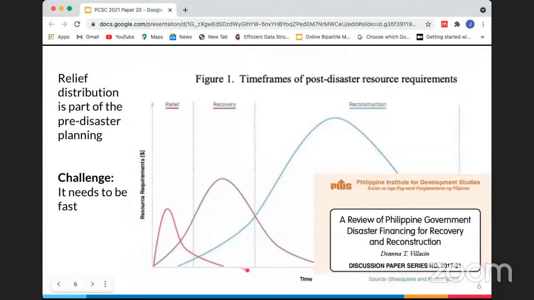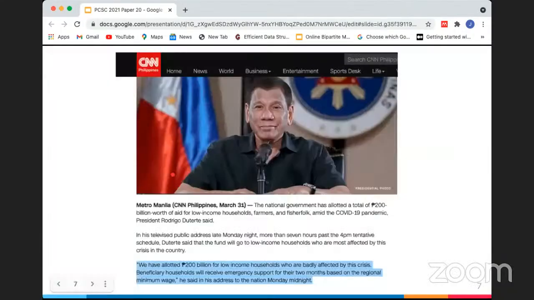So this graph is showing the time versus the resource requirements needed for the three different processes. For the relief, the challenge here is the timeline. So the challenge is the solution needs to be fast. Okay, so this is a fairly new article, just last year.